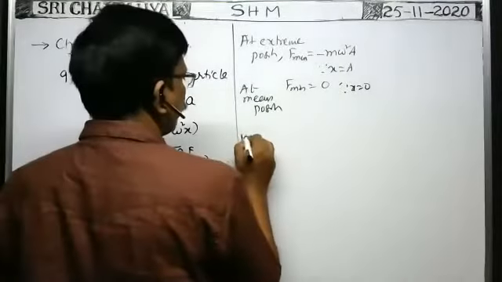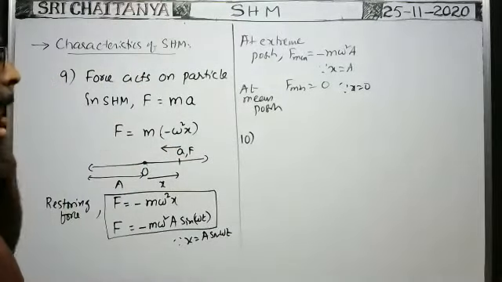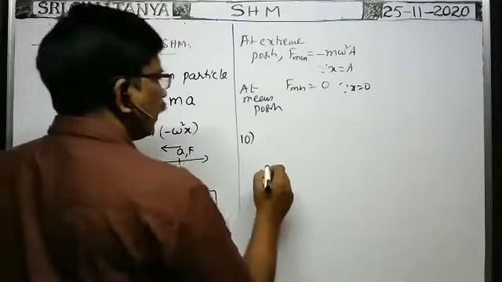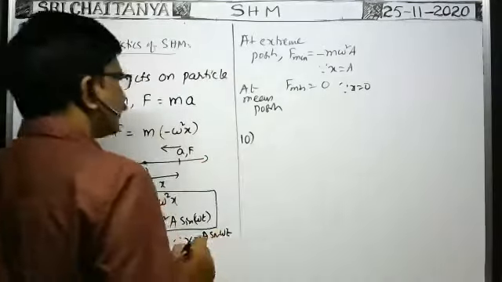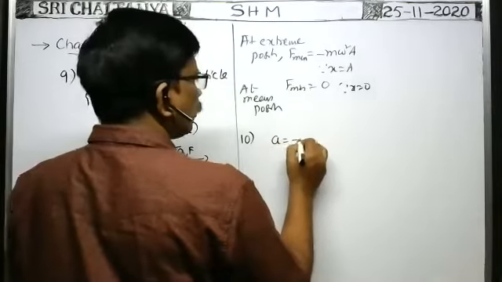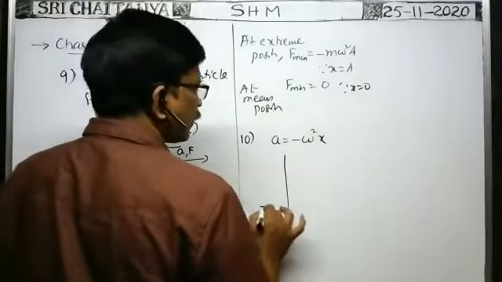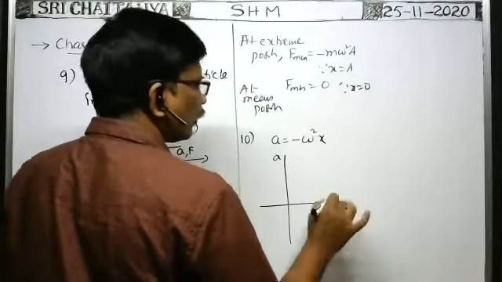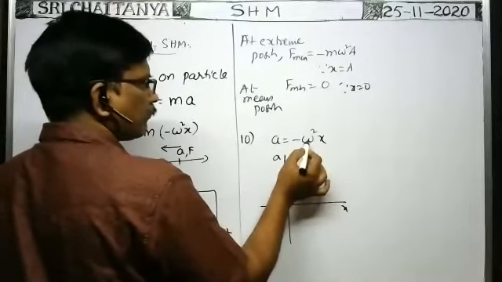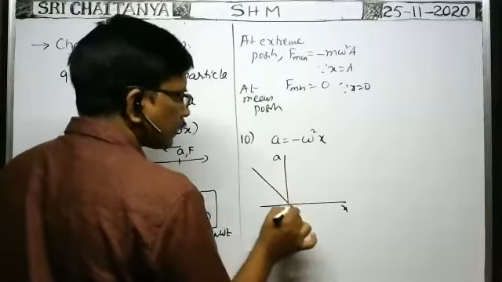Okay, next. These are the characteristics. Moreover, we know acceleration is equal to minus omega square into x. If you draw the graph between acceleration and x, you will get a straight line. Here a is the variable, x is the variable, and omega square is constant. So y is equal to minus m into x. That means it is a straight line having negative slope like this.